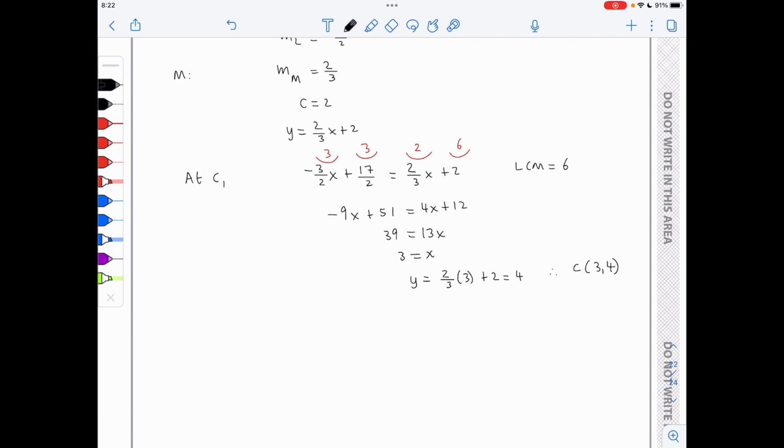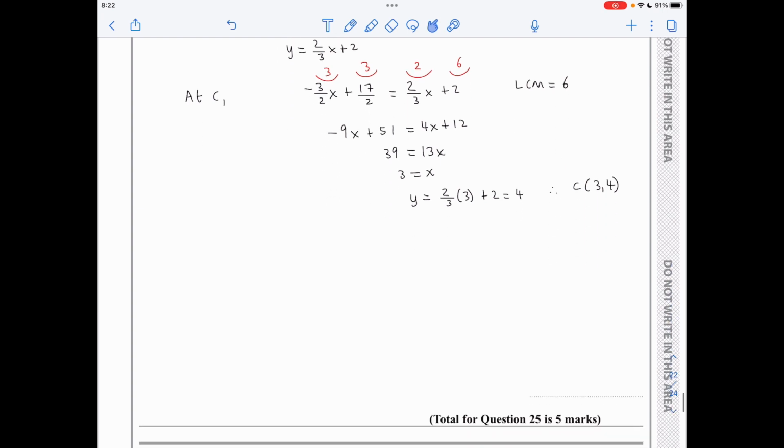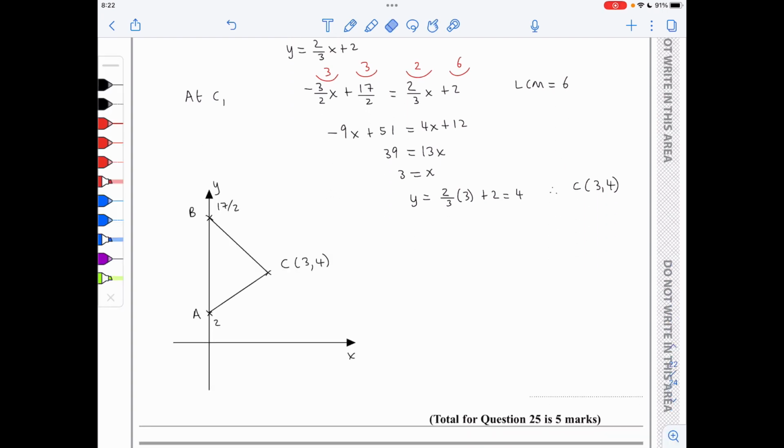Now we have the points A, B, and C. It makes perfect sense to put this on a sketch just to have a visual understanding of what's happening. So there it is. We've got point B at 17 over 2 on the y-axis, point A at 0, 2, point C at 3, 4. We're trying to find the area of this triangle.